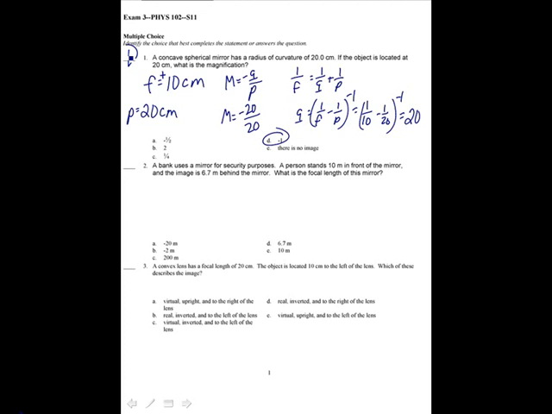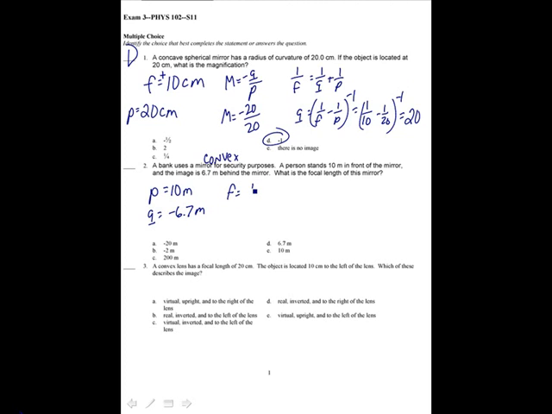A bank uses a mirror for security purposes. That should tell you right off that it's a convex mirror, because that is a convex mirror. A person stands 10 meters in front of the mirror. That's p equal 10. And the image is 6.7 behind the mirror. So it's negative 6.7. What is the focal length?